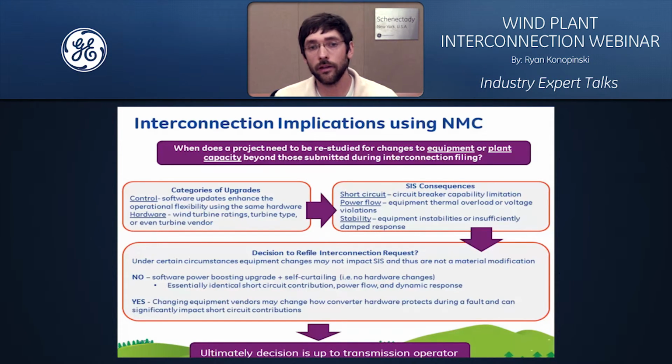In the end, it's left up to the transmission provider, but what we're trying to demonstrate is that there are certain circumstances where upgrades would not warrant a material modification or fall under the material modification clause and should not necessarily need to be restudied. But there are also certain circumstances where most definitely a change in equipment, or an upgrade to a particular plant or a change in the plant hardware, would warrant a restudy, which would cause the generation developer to re-enter or refile an interconnection request and begin the LGIP process all over again.